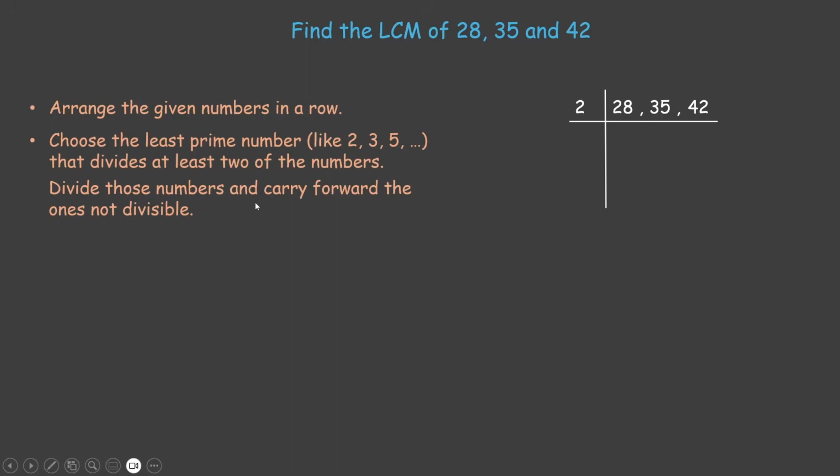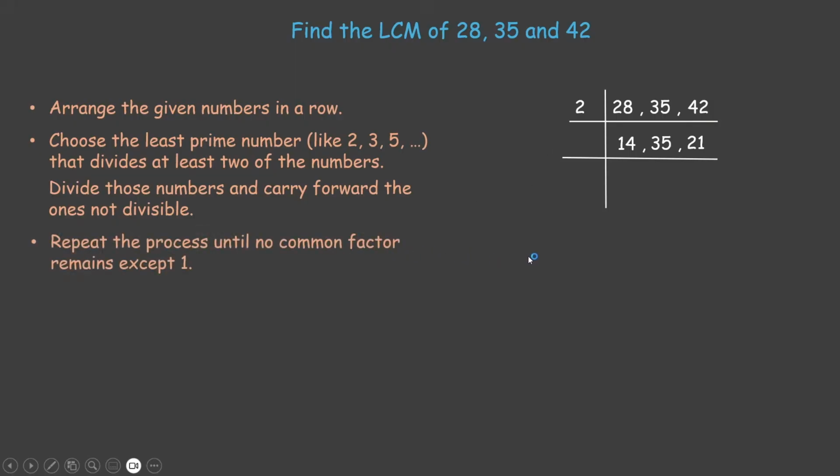Divide those numbers and carry forward the ones not divisible. This is a very important step. So 28 is divisible by 2. 28 divided by 2 is 14. Now 35 is odd. It is not divisible by 2. So we'll just carry forward this. We'll write it as it is. And next 42 is divisible by 2. It will give us 21. Now you repeat the process until no common factor remains except 1.